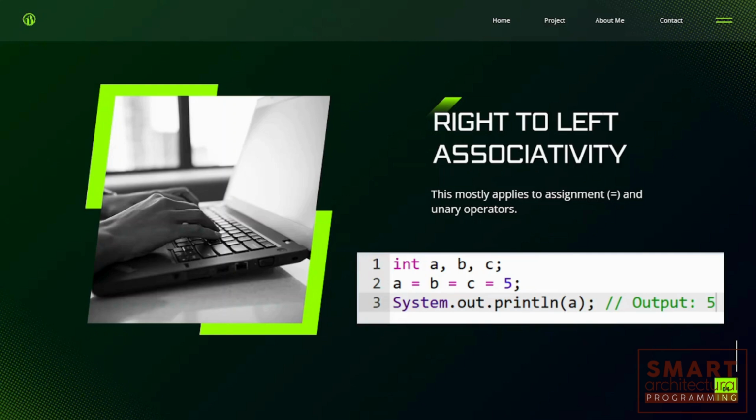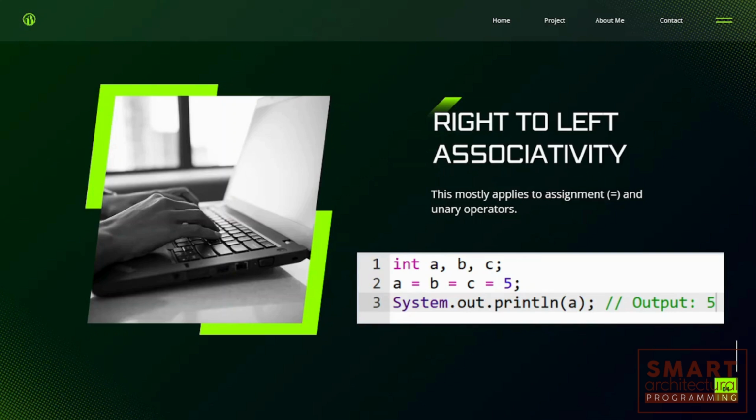What do we mean by that? 90% of the things work on left to right associativity. But right to left associativity mostly applies to assignment operators and unary operators. If you see those two kinds of operators, it's mostly right to left resolution, but if you don't see them, it's usually left to right associativity. Here, as you can see in the code below, we have declared three variables: int a, b, c.